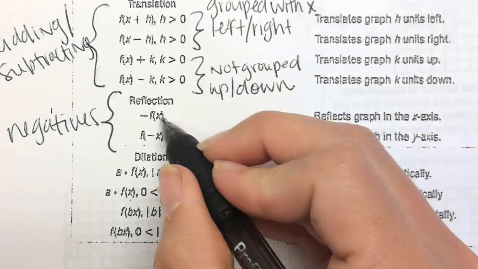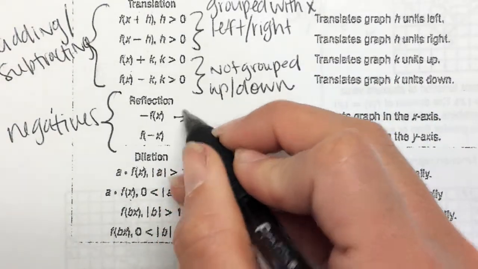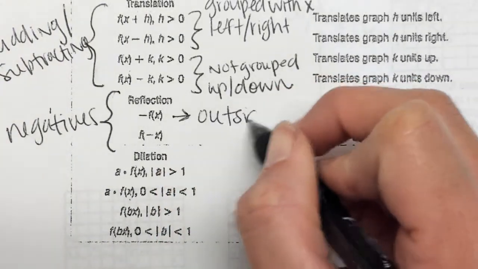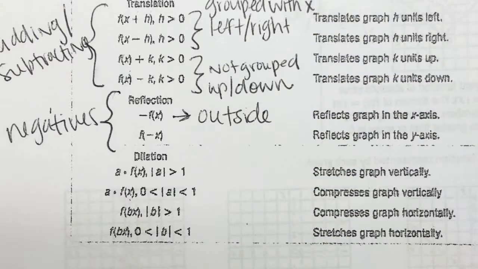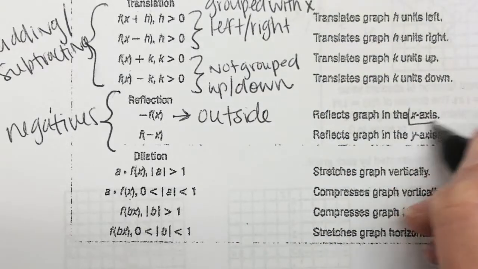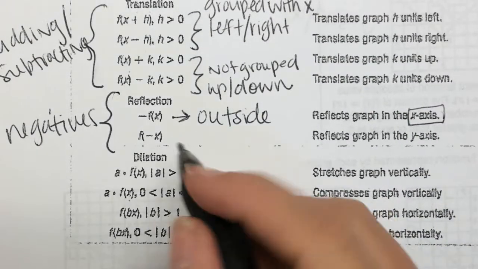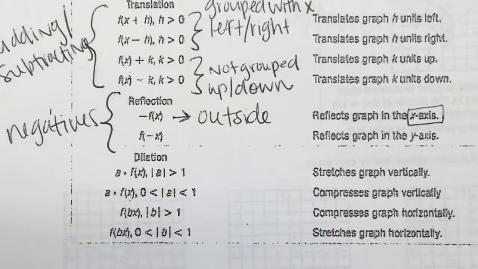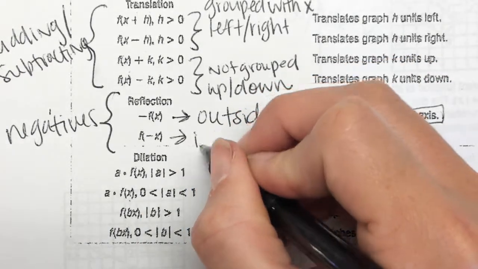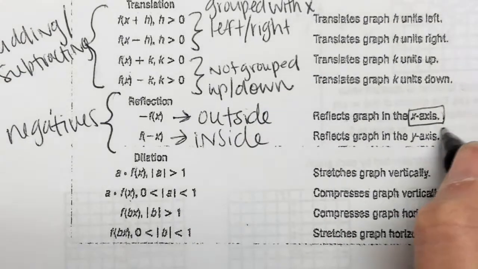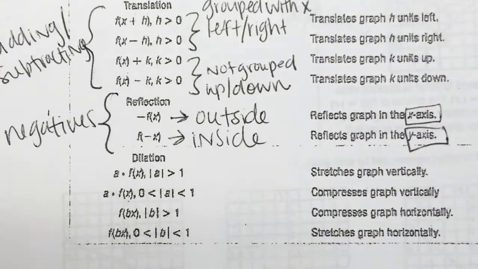Now, if it's outside of your function, so that means not grouped with x, then it's going to reflect across the x-axis. And we'll talk about what that looks like in a minute. If it's on the inside of your function, so that means it's grouped with x in either parentheses or absolute values, it's going to be flipping across your y-axis. So here's what I'm talking about. Let's say that we have the parent function for absolute value. That's this one.